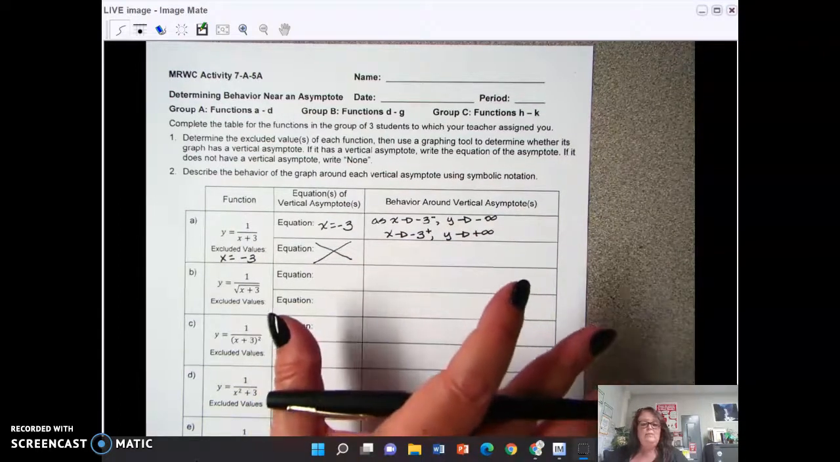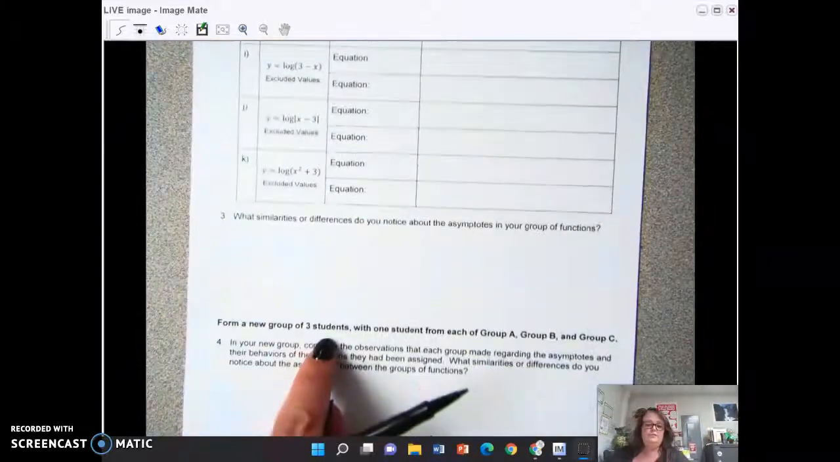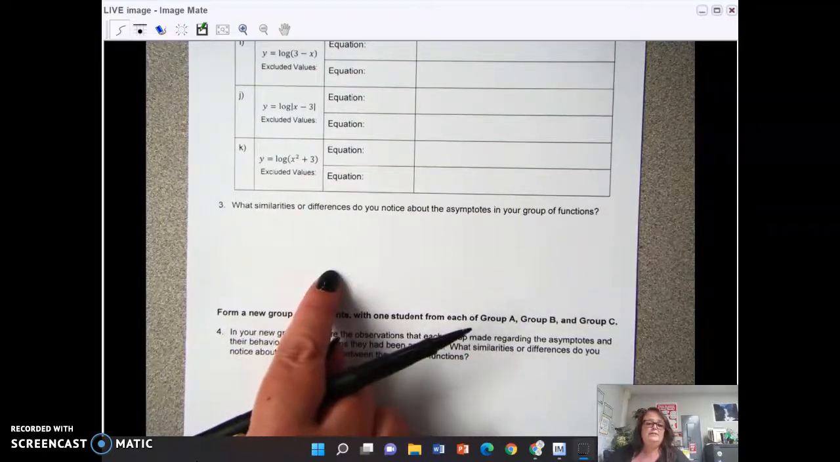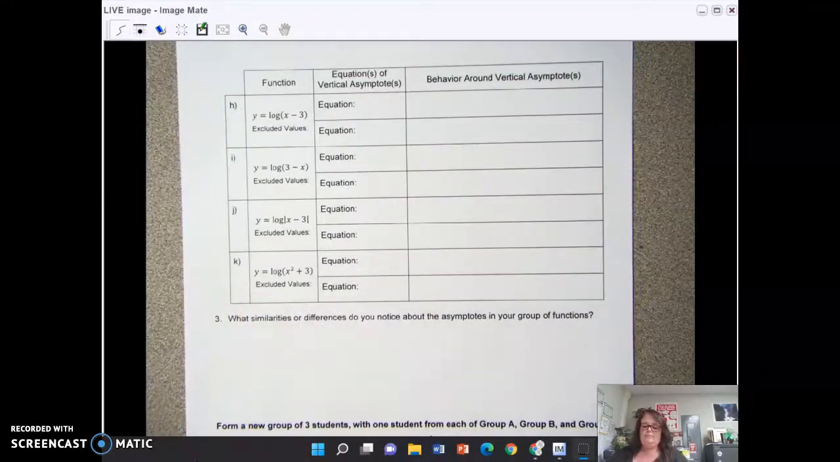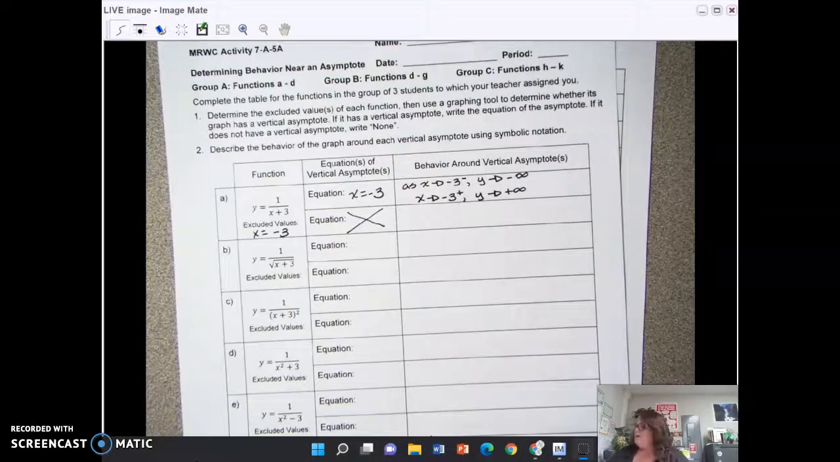So get together maybe with a partner or a group, and you're going to finish all of these. And again, don't worry about the part where it says now get into a different group. I'm not stressing about that today, but talk about what similarities or differences you noticed about the asymptotes depending on when you had logs or when you had radicals or when you had dividing by 0, what kind of things popped out at you. All right. And so we will go over this the next time I see you.